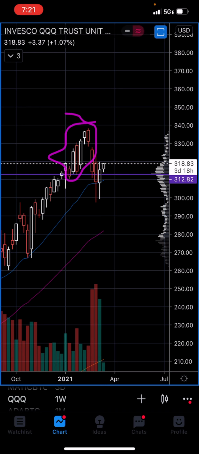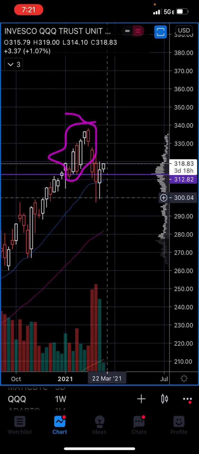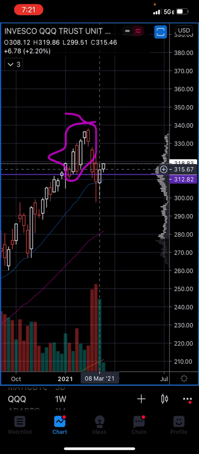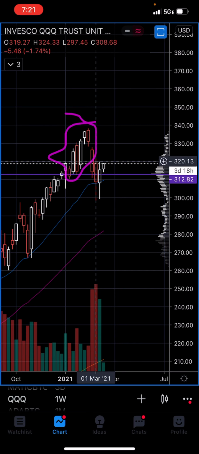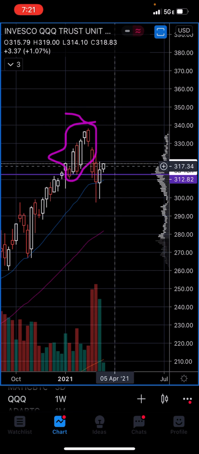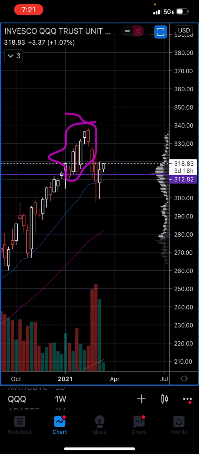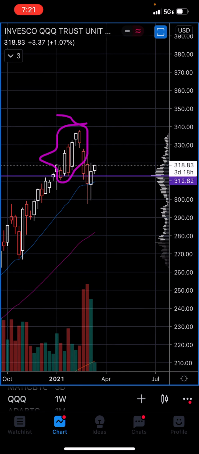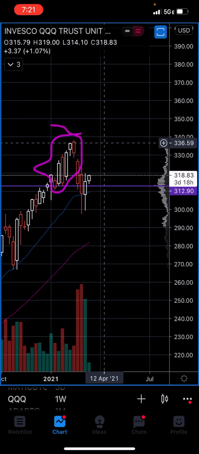But anyway, so the last 2 weeks we've had a little positive. It looks like it's positive so far. Last week it was okay, it bounced back. This week we just started. And if you look at the right, it says the price is 318, and it says we got 3 days, 18 hours left in the week. So after the end of 3 days, 18 hours, we'll have a new monthly candle.